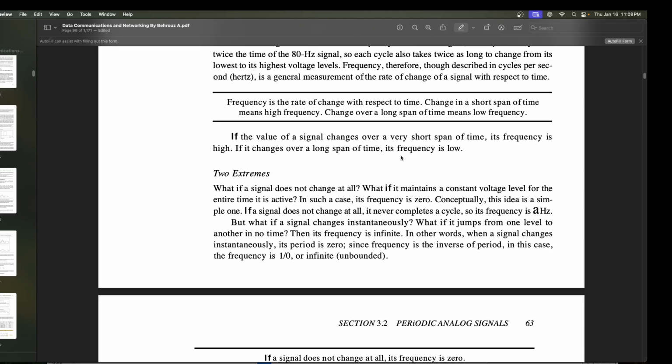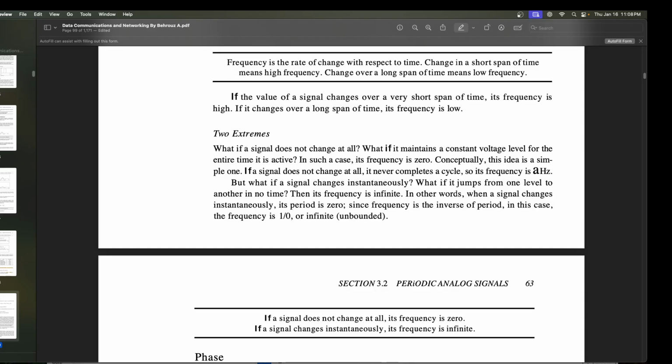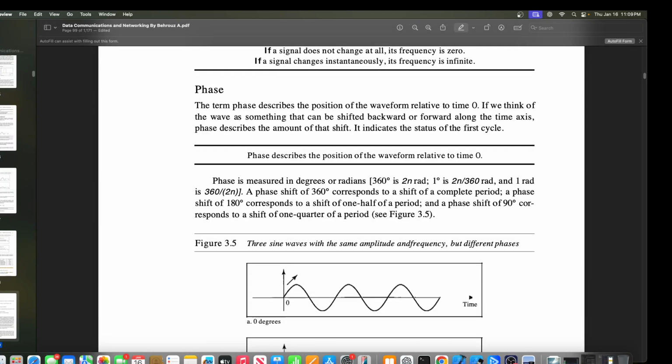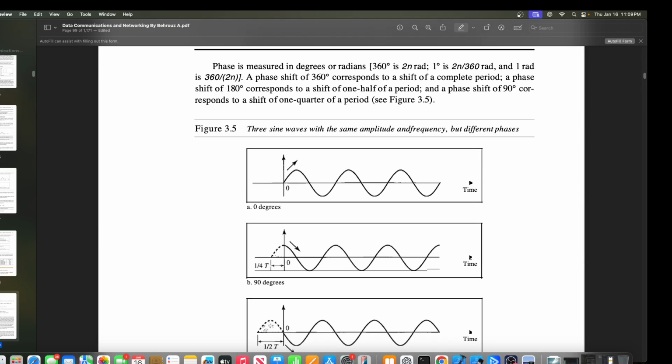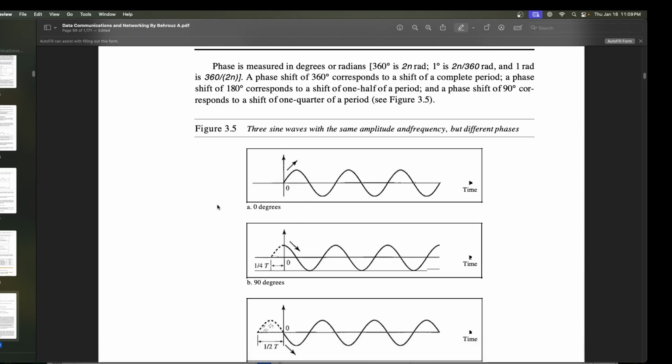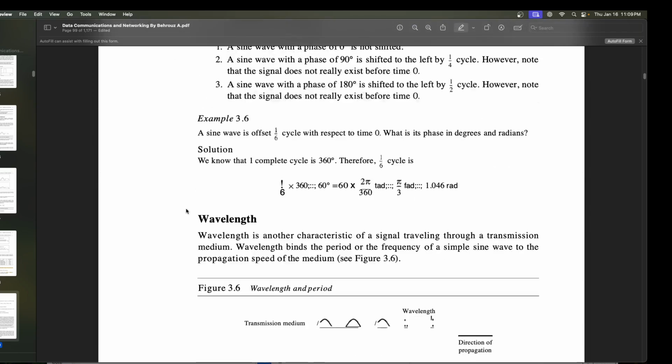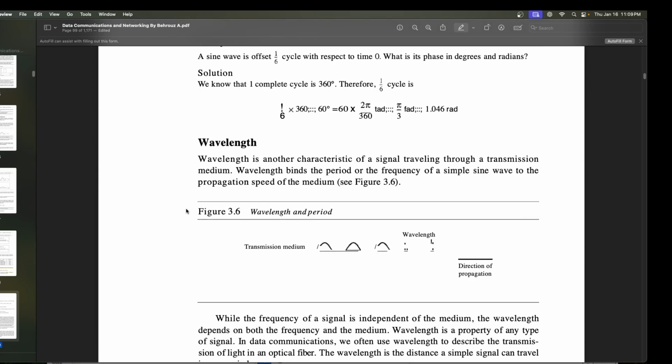What if a signal does not change at all? It maintains a constant one. I told you about period. If the signal does not change at all, its frequency is 0. Now there is phase. I don't know whether you need to study phase or not, but it's okay. Now wavelength.